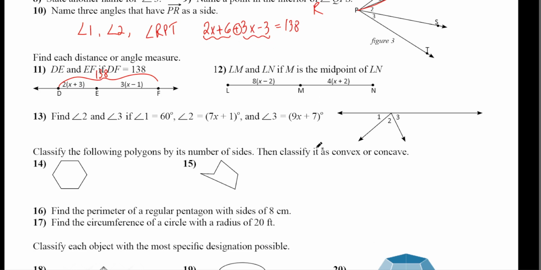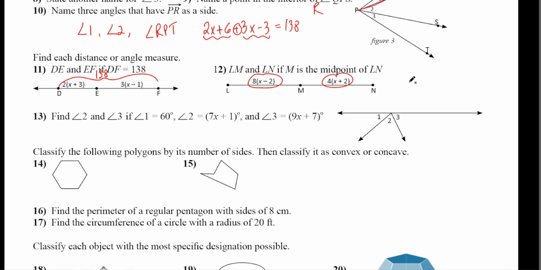This one's a little different, but kind of the same. It says find LM and LN if M is the midpoint. Now, what do we know about this that we didn't know on this one? That LM equals MN. That's right. Now, these two right here actually do equal each other. How do you know that? Because M's a midpoint, splits it in the middle, right? So these two segments have got to be the same.